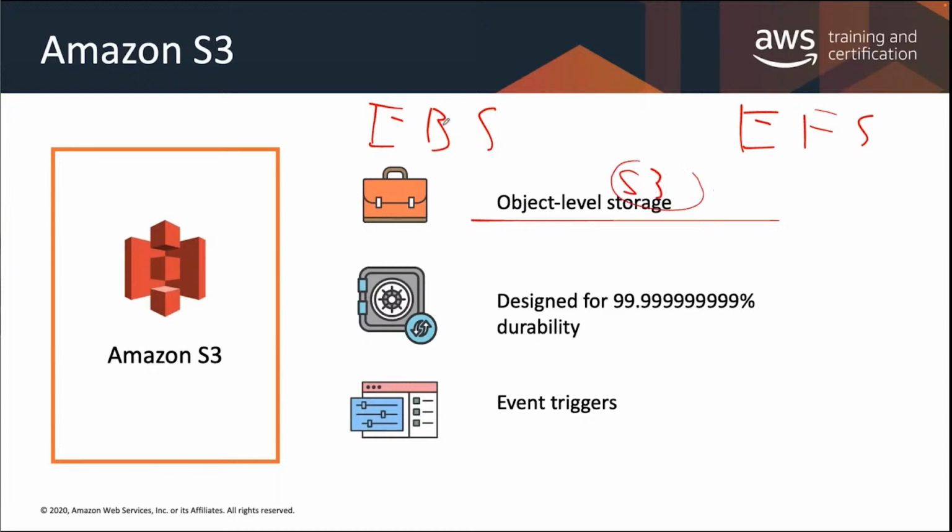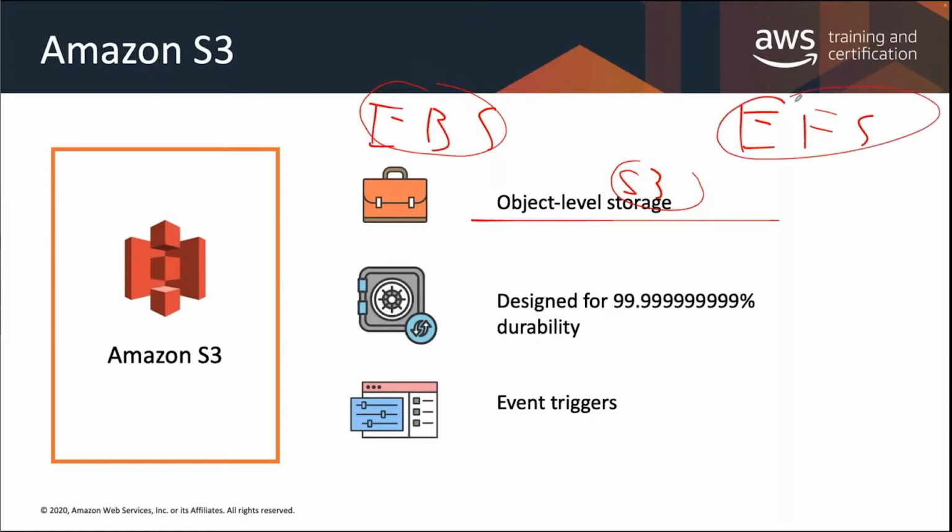EBS is block storage. You may consider this just a disk drive for your EC2 instance, your virtual machine, Windows or Linux. In Windows, you have the C drive, D drive, E drive. In Linux, you have the main volume. So it's just your hard disk. It's dedicated storage.